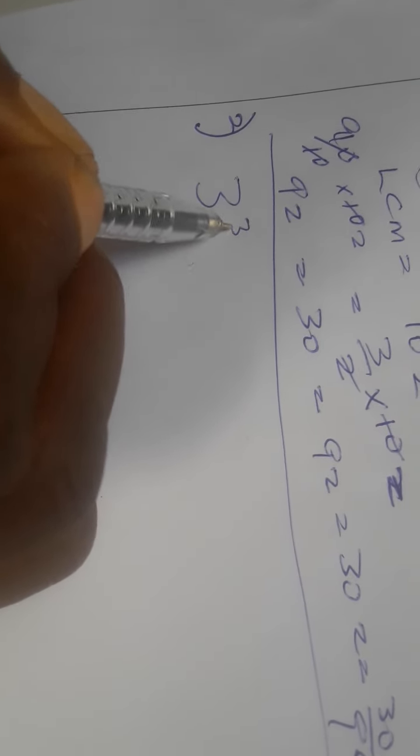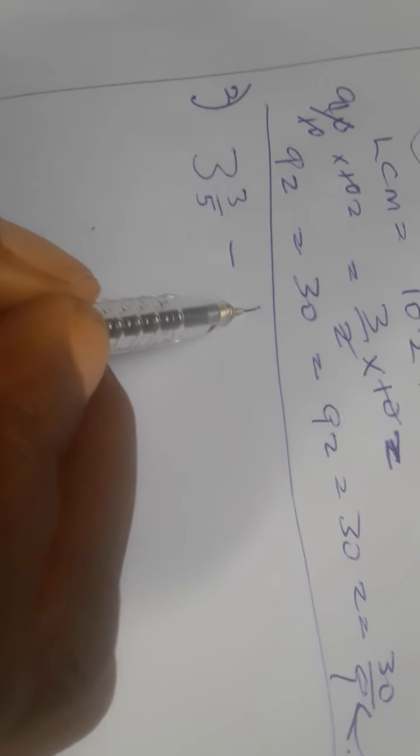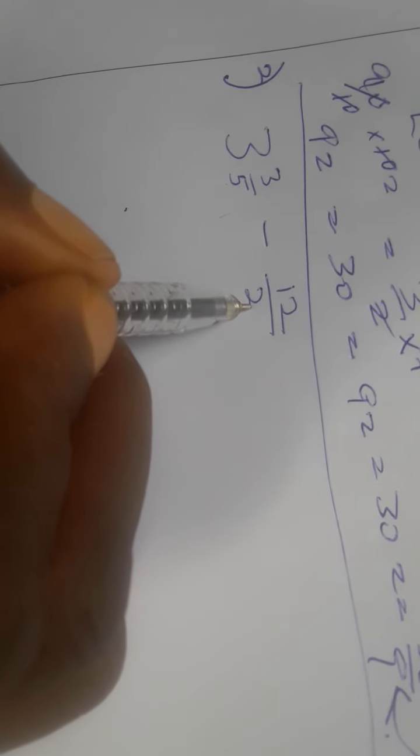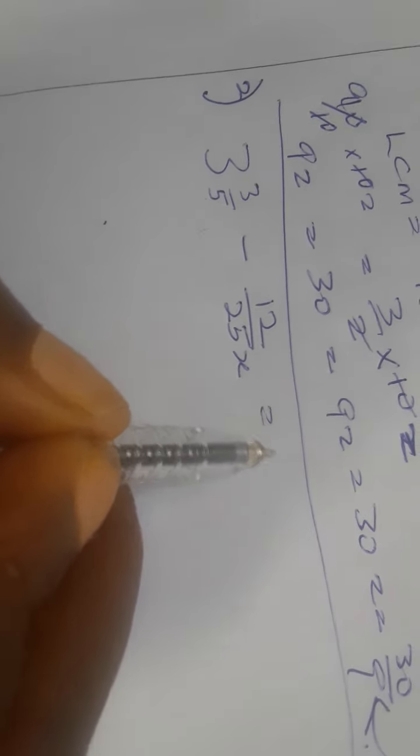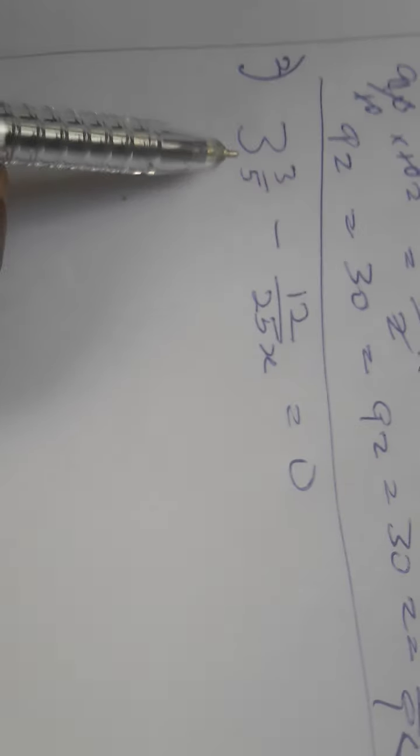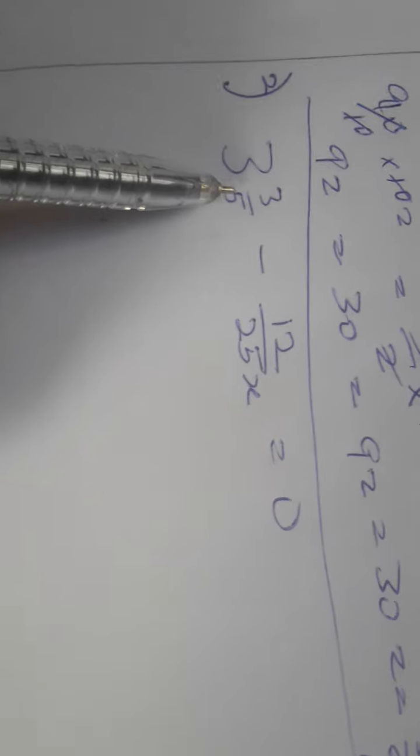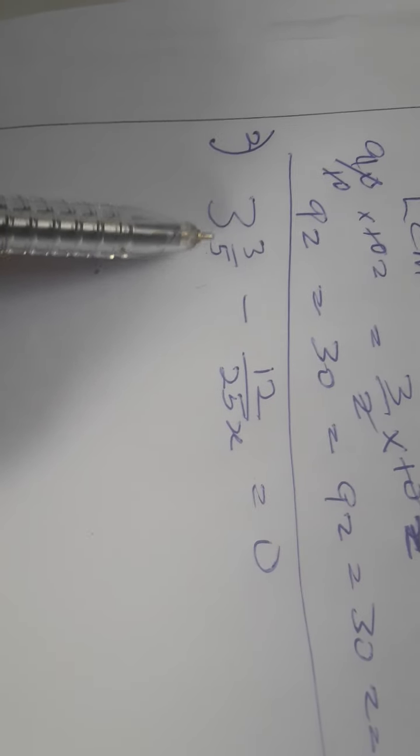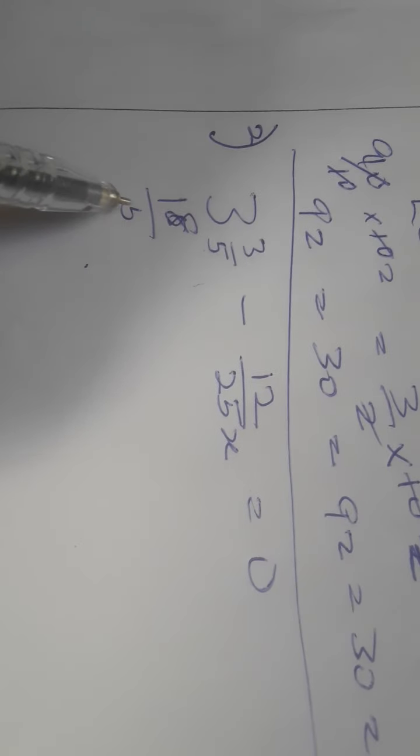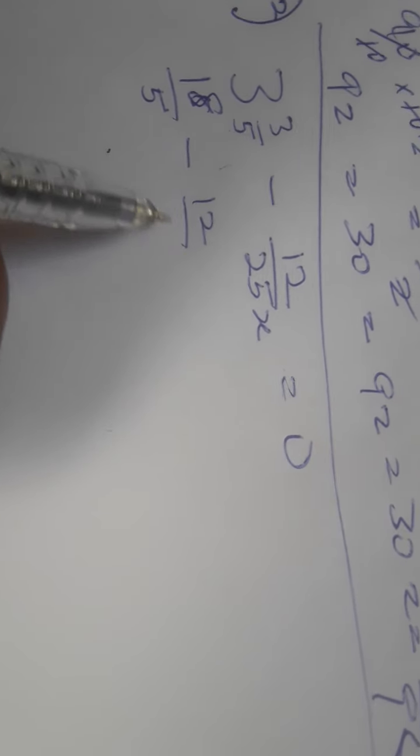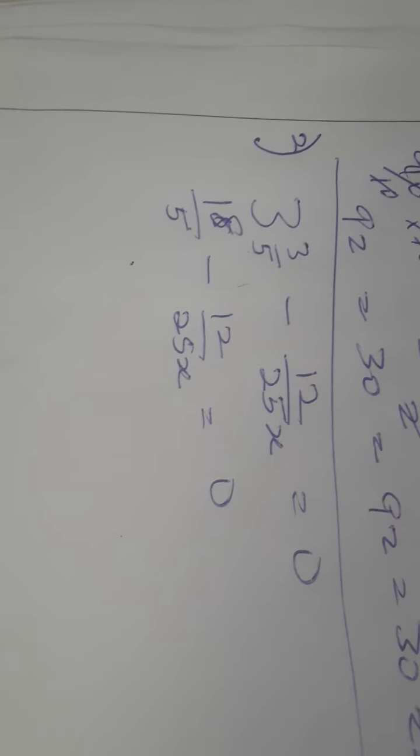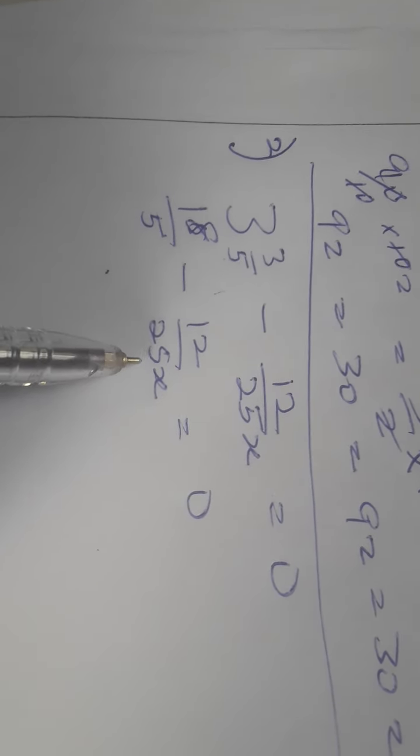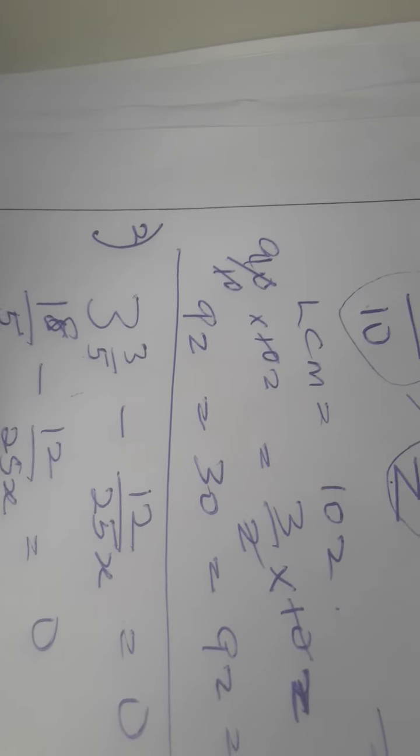3 whole number 3 over 5 minus 12 over 25x is equals to 0. Remember I told you that when you have a mixed fraction, the easiest thing is for you to change it into an improper fraction. So you have 5 times 3, 15, plus 3, you have 18 over 5 minus 12 over 25x is equals to 0. Now, if we get the LCM of this, 5 can go into 25, so your LCM is easily 25x.